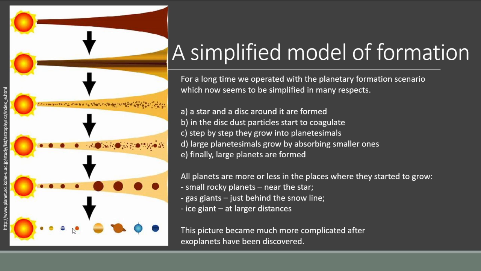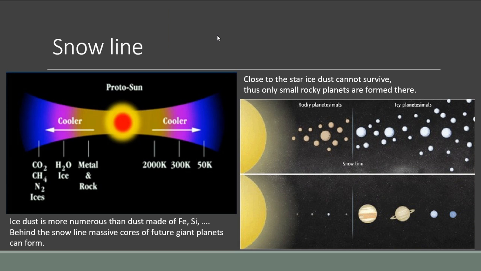Then there is a critical distance behind which it's cold enough so ice dust can be formed. It's very important because ices are more abundant. That's why we have icy giants, but we don't have rocky giants. So behind this critical line, which is called the snow line, planets can grow faster because they have more dust to start with. They can grow faster and they can reach higher masses. That's why giant planets typically start to form behind the ice line. That's very important. So the ice line is a very important concept.